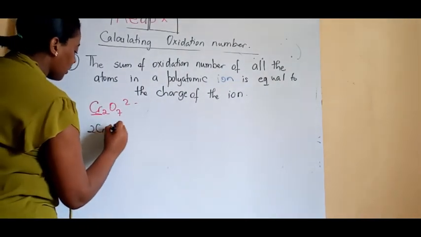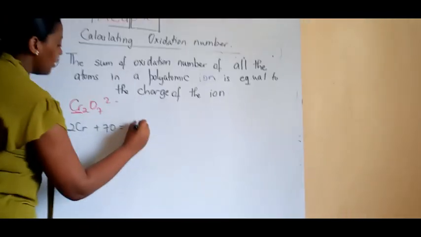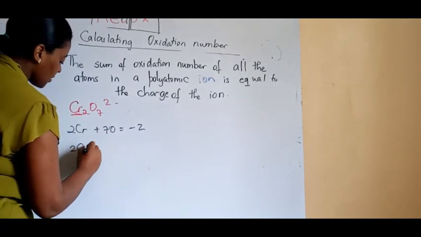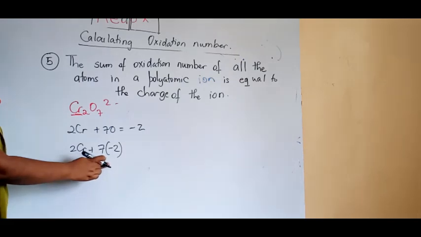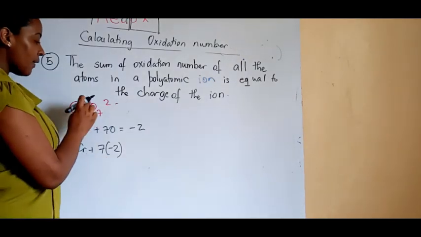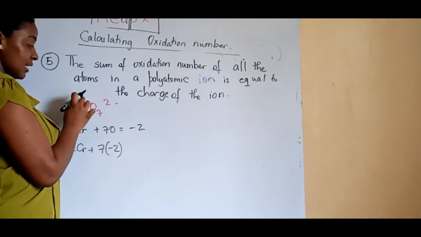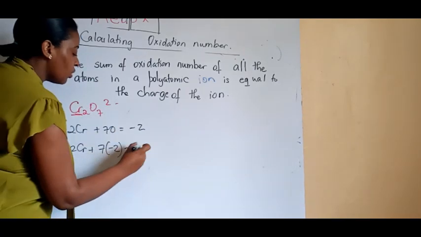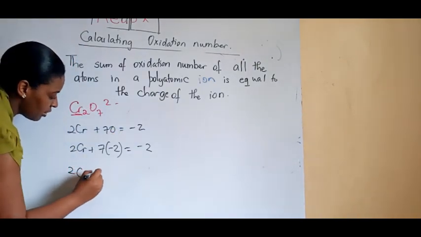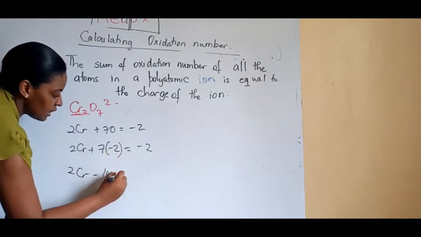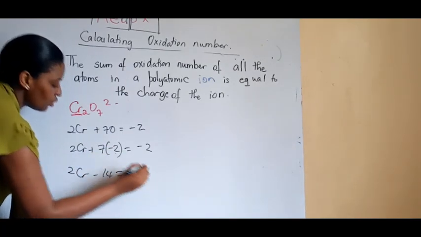2O7: 2Cr plus 7O equals negative 2. 2Cr is what we want to find. 7 times negative 2, because oxygen is always negative 2. So the oxidation number for oxygen is negative 2. So 2Cr minus 14 equals negative 2.